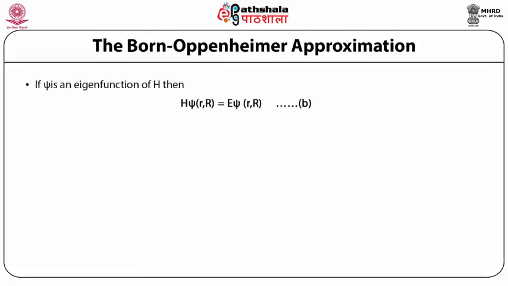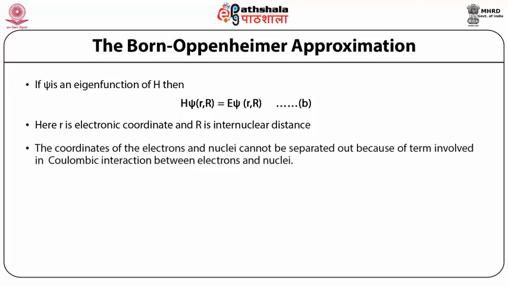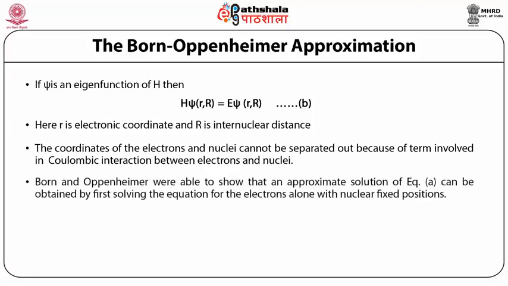If psi is an eigenfunction of H, then H psi(r,R) is equal to E psi(r,R), where this small r is electronic coordinate and capital R is internuclear distance. The coordinates of the electrons and nuclei cannot be separated out because of the term involved in Coulombic interaction between electrons and nuclei. Born and Oppenheimer were able to show that an approximate solution of equation A can be obtained by first solving the equation for the electrons alone with nuclear fixed positions.